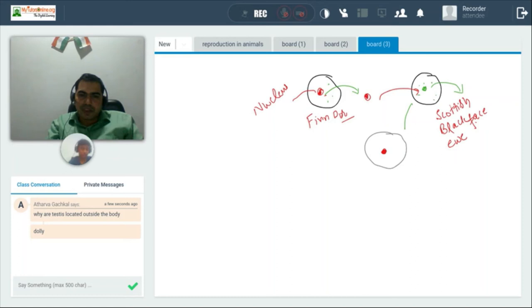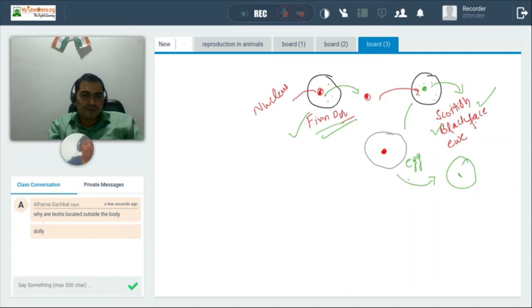Well, fine. See what happened. We have taken the nucleus of this Finn Dorset and inserted it into the egg of this Scottish Blackface Ewe. Then this egg was reinserted into the body of which organism from which we had taken the egg? The Scottish Blackface Ewe. This egg was reinserted into the body of this Scottish Blackface Ewe.